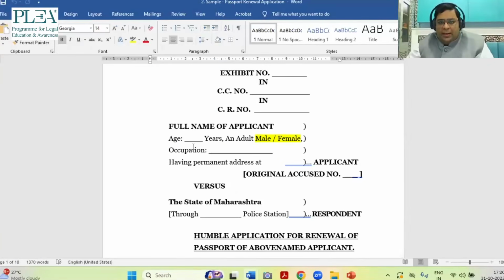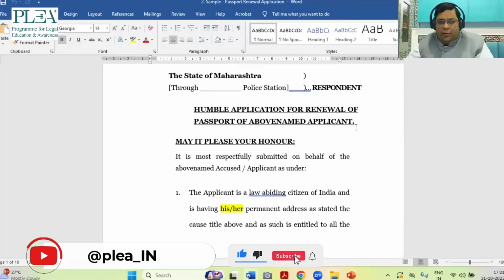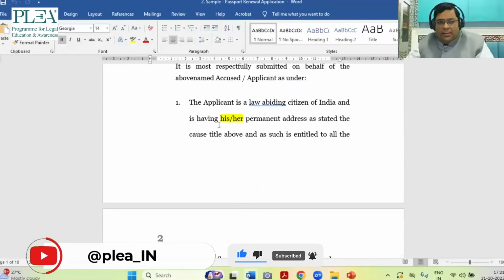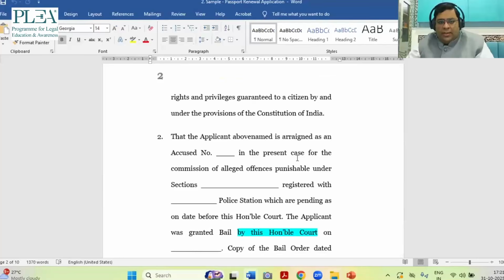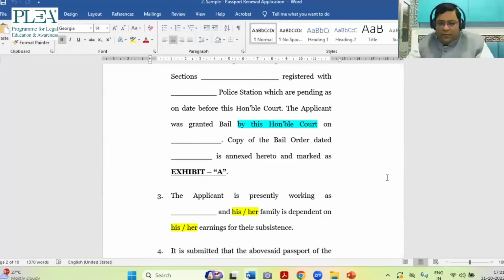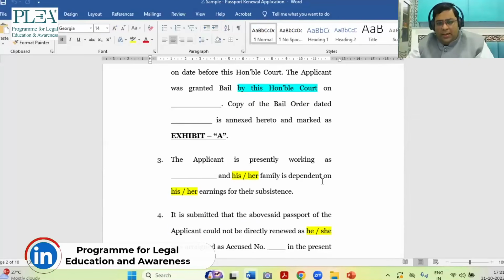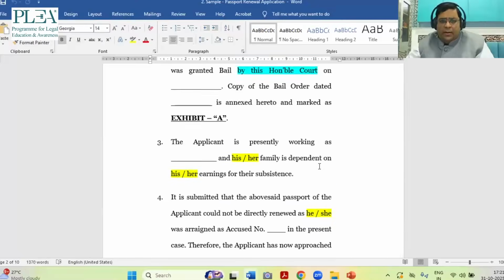The name of the applicant, who is the accused, and the prosecution, that is who becomes the respondent, the state through whichever police station. Application for renewal of passport. Applicant is a citizen of India. Arraigned as accused number so and so, offenses, FIR details. Was granted bail. Copy of the bail order is annexed. Where is the applicant presently working? Who all are his dependents?